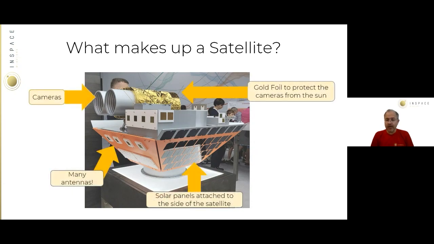What you're looking at right now is a model of a satellite that my company has made. And you can see many of the things that I've talked about on it. You can see the cameras on top. You can see there is gold foil on the cameras to protect it from the sun because cameras can get very hot in the sun and the shapes of the lenses can change. So you don't want that. You can see many antennas on the side of the satellite, and you can see solar panels attached to it also. So this is what a satellite looks like.